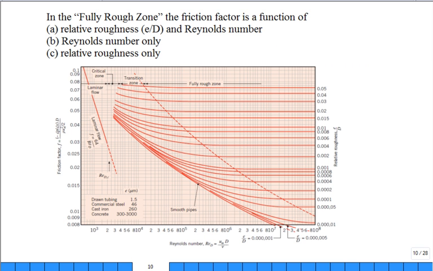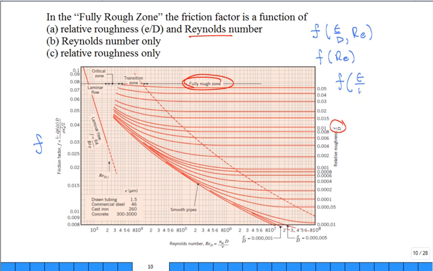So, in the fully rough zone, professor, remind me, where's that fully rough zone? Well, here's the name of it. Is the friction factor in the fully rough zone a function of the relative roughness and the Reynolds number, or is the friction factor a function of the Reynolds number only, or is the friction factor a function of the relative roughness only?